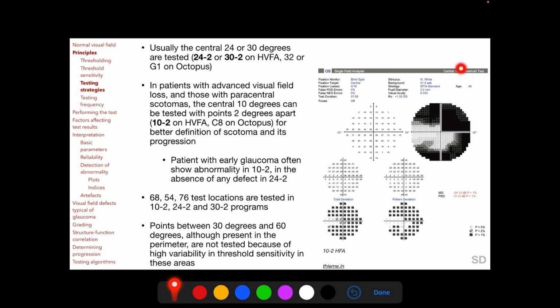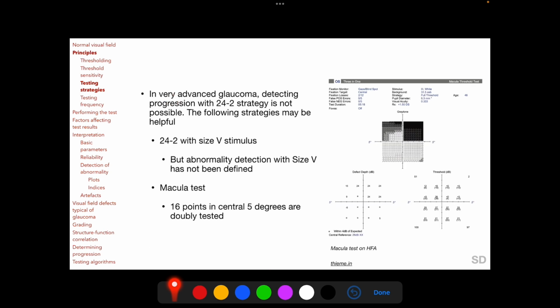So this is the 10-2 testing strategy on the Humphrey Visual Field Analyzer, and an area of visual field 10 degrees from fixation is tested in this strategy. Points between 30 degrees and 60 degrees from fixation, although present in the perimeter, are usually not tested because of high variability in threshold sensitivity in these areas. In very advanced glaucoma, detecting progression with the 24-2 testing strategy may not be possible, and the following strategies may be helpful in these situations. We may use a 24-2 testing strategy with a size 5 stimulus, but criteria for abnormality detection with a size 5 stimulus have not been defined.